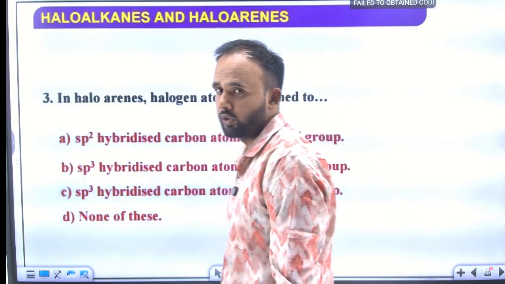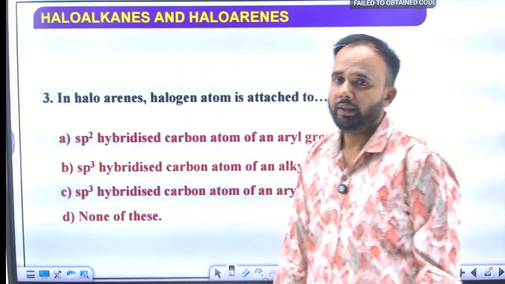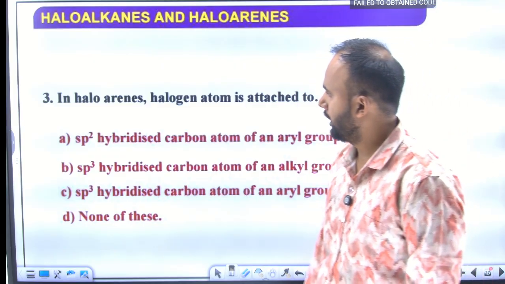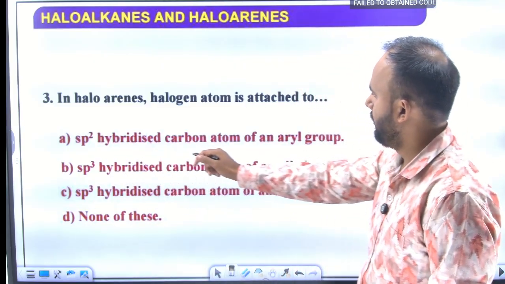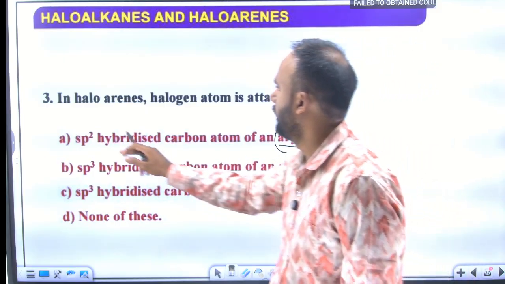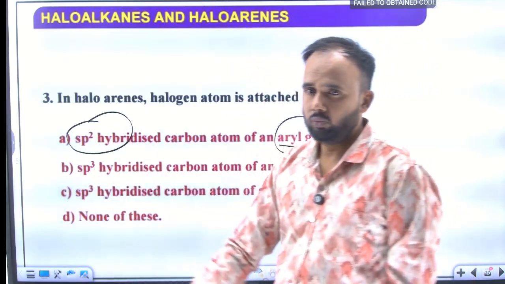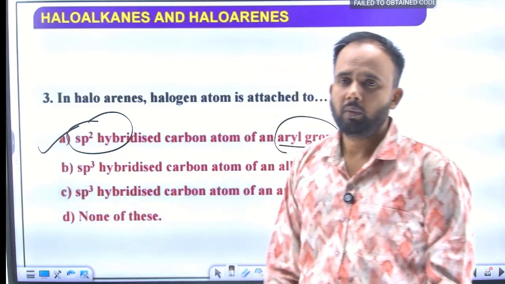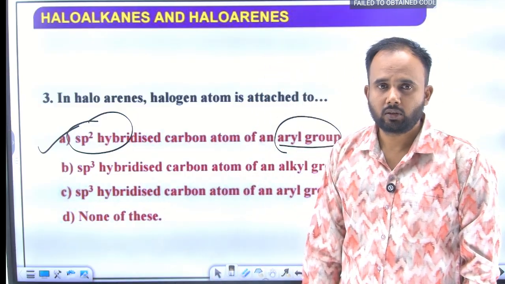Let's see one more question. In haloarenes, the halogen atom is attached to. So what will be the correct answer? sp2 hybridized carbon atom of an aryl group. Aryl group and sp2, two terms you have to focus on. So our answer will be option number first. Clear?